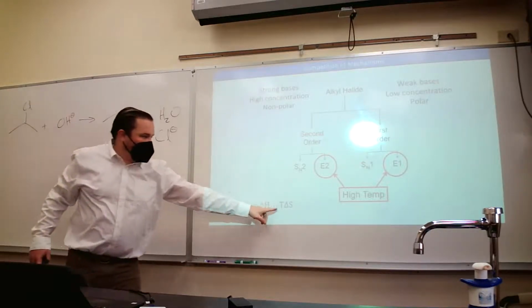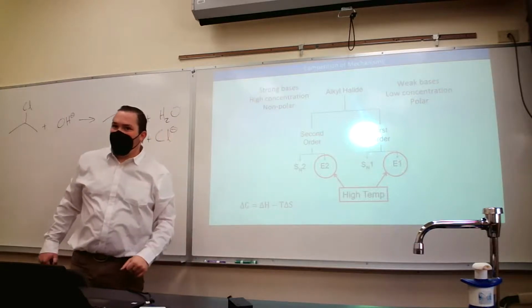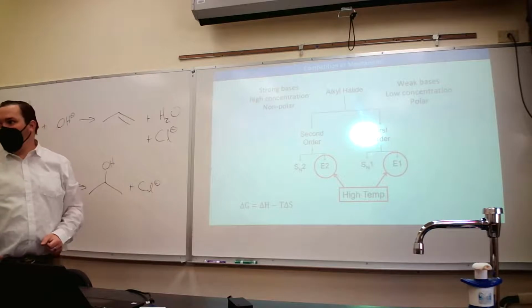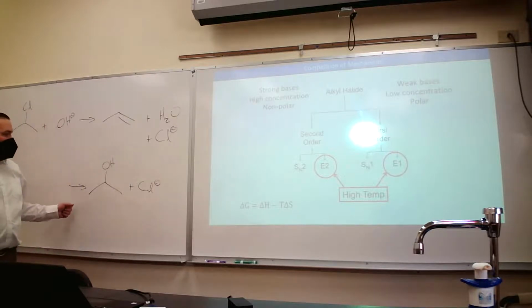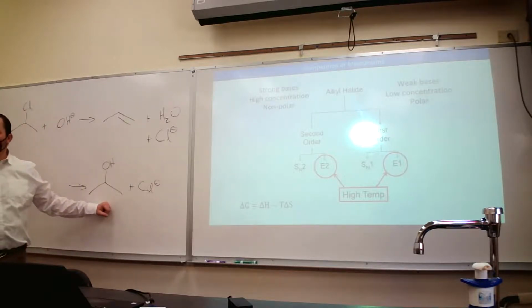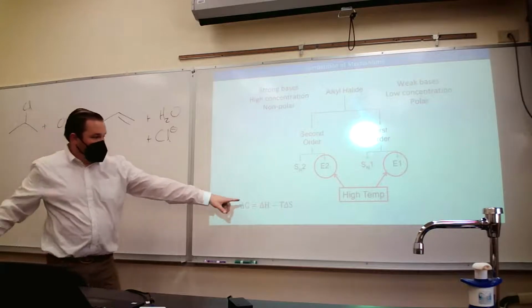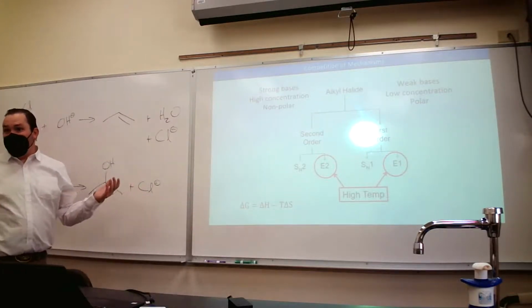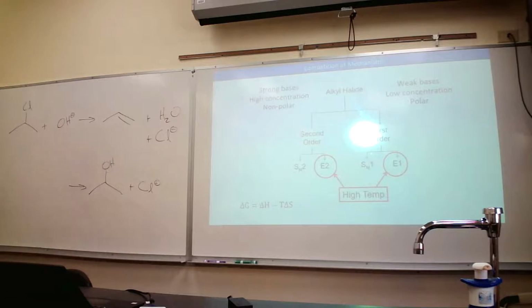means that the temperature plays a role in determining which one's favored. Right? High temperature reactions are going to favor elimination. Low temperature is going to favor substitution. Well, at the very least, it just makes this second term smaller. And the enthalpy is the energy in the bonds, right? And sigma bonds are more stable than pi bonds generally, unless there's benzene involved.